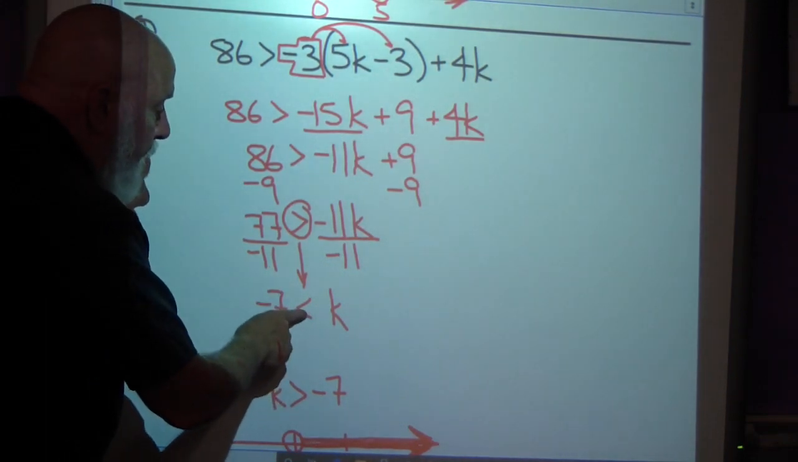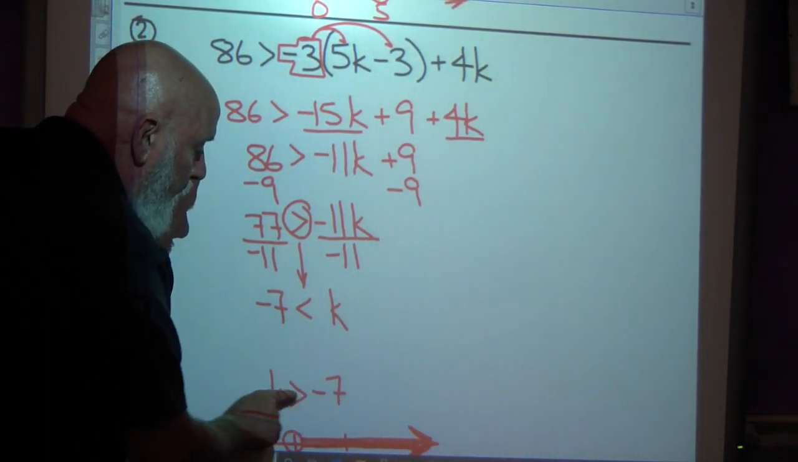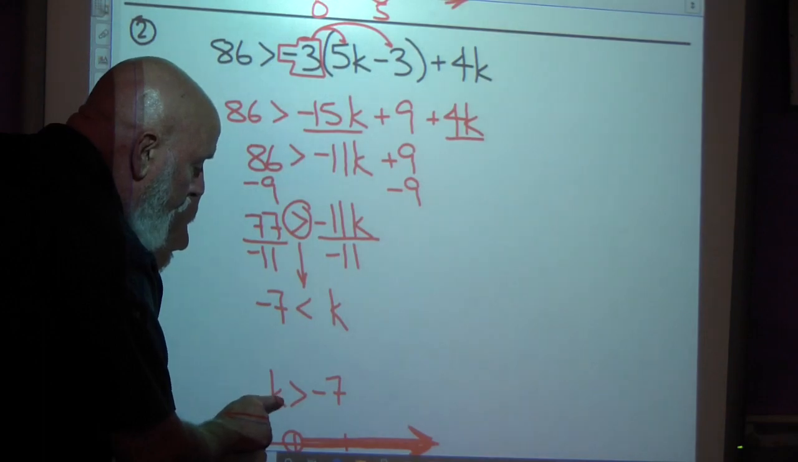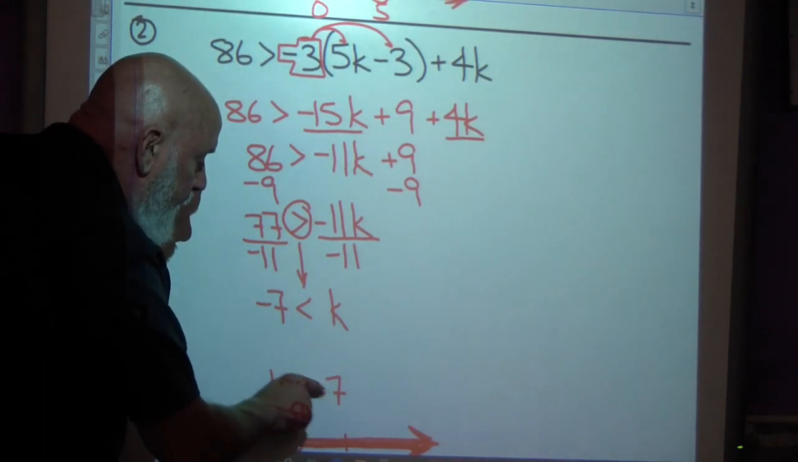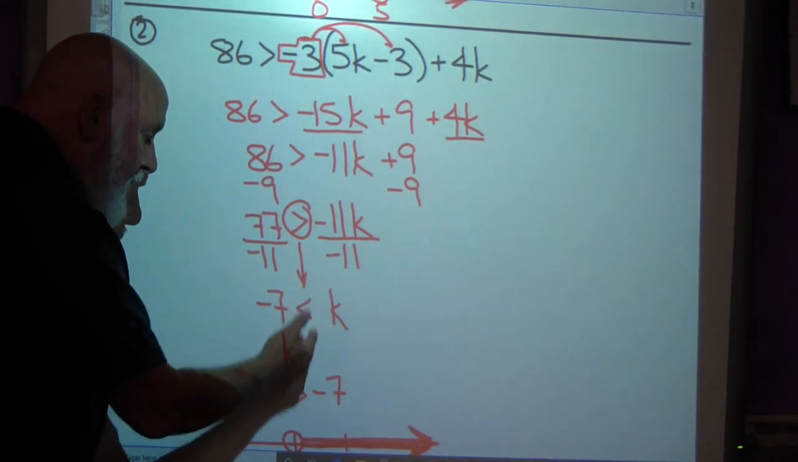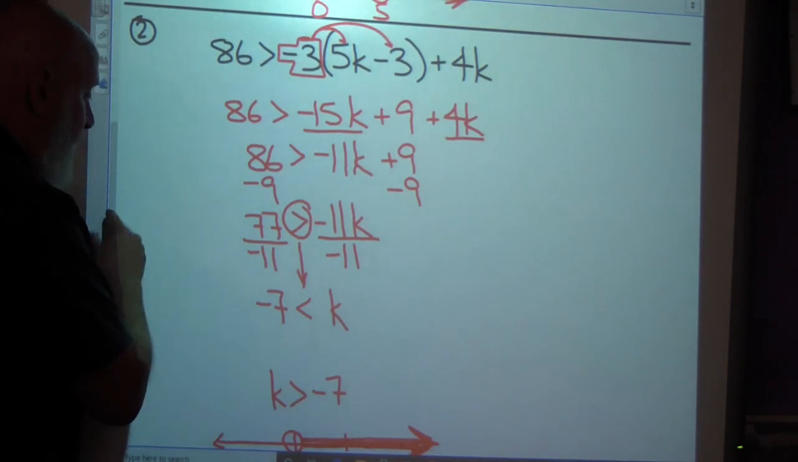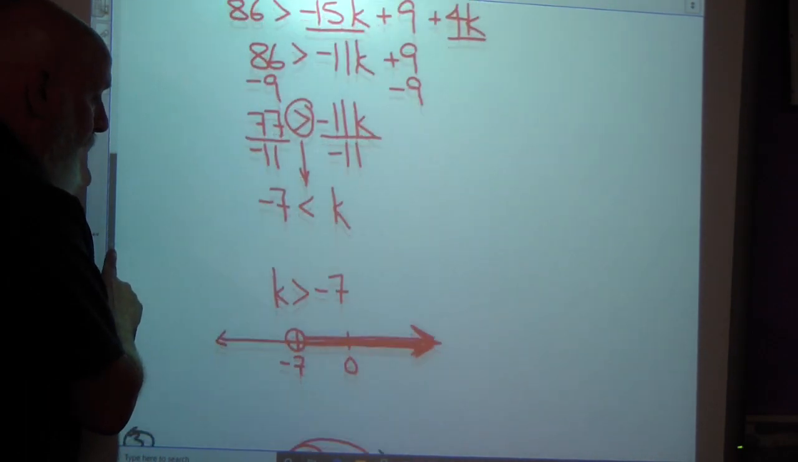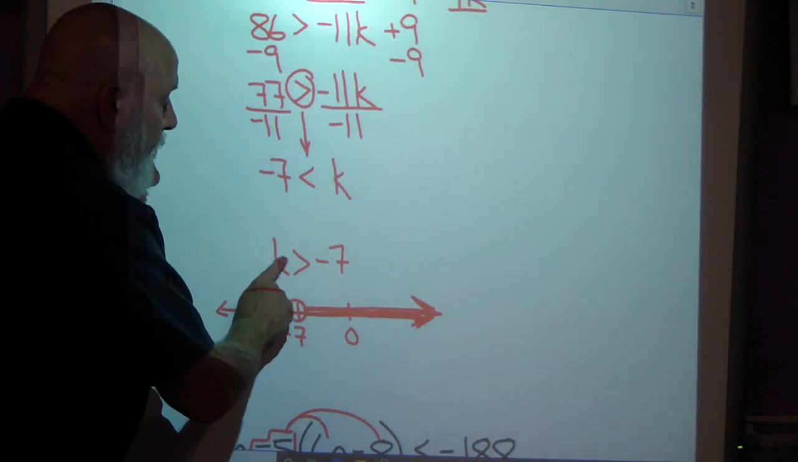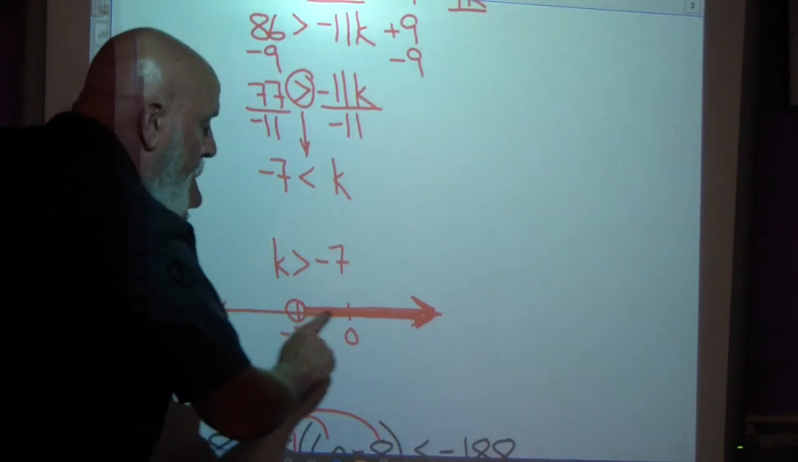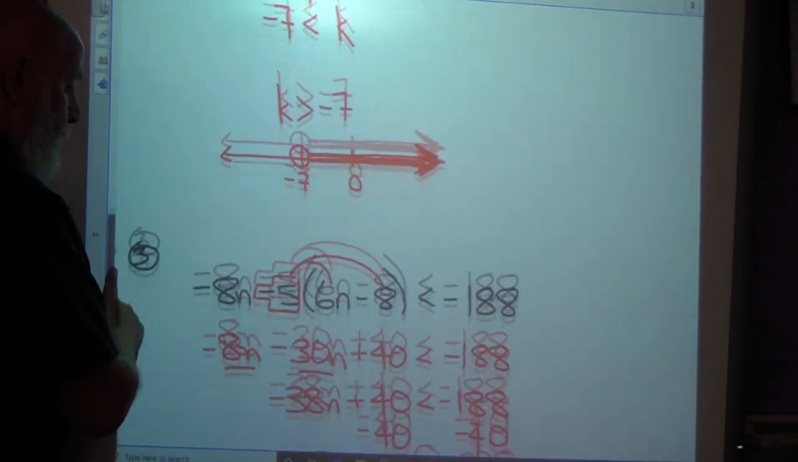And I personally like to put my variable on the left, so I rewrote it. Notice that it's still open towards the k and pointing towards negative 7. So it says the same information. I just like the k on the left. It's easier for me to personally read that way. When you graph it, this is all numbers bigger than negative 7. That's to the right on the number line.